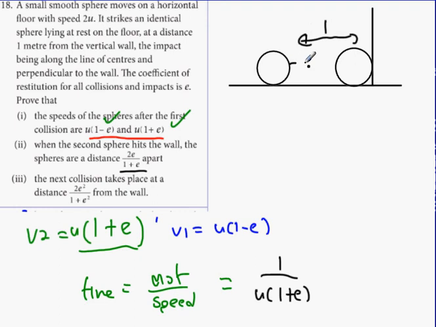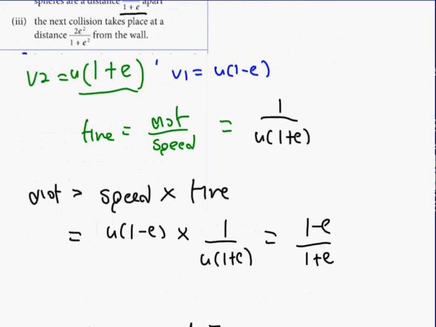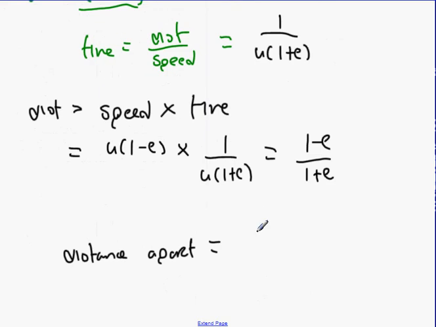In that time, the second particle also travelled a distance. What this distance is, you're going to have to take away from 1, because the first one travelled 1 meter, but the other one was travelling alongside it. So we have to take away 1 minus the distance that the second particle travels. So 1 minus e all over 1 plus e.